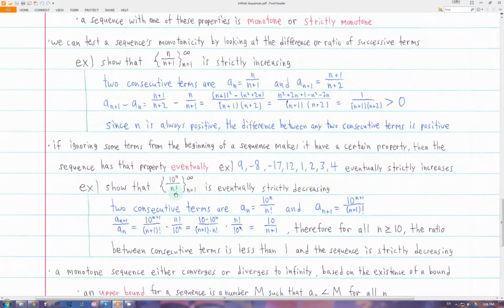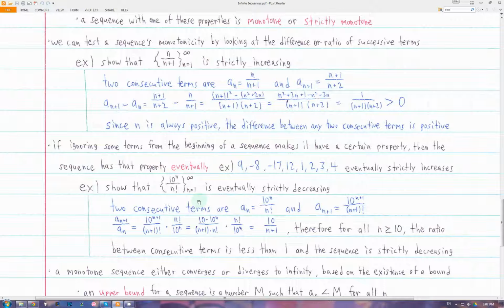Now sometimes we'll have a sequence like this where the beginning is a little random, but after this point it is clearly an increasing sequence. So if we can ignore some terms from the beginning of a sequence, and that makes the rest of it have a certain property, then the sequence has that property eventually. So if we ignore the 9 through 12, then the sequence becomes an increasing sequence. So this sequence as a whole eventually increases. And we test for eventually increasing or decreasing the same way that we test for regular monotone.